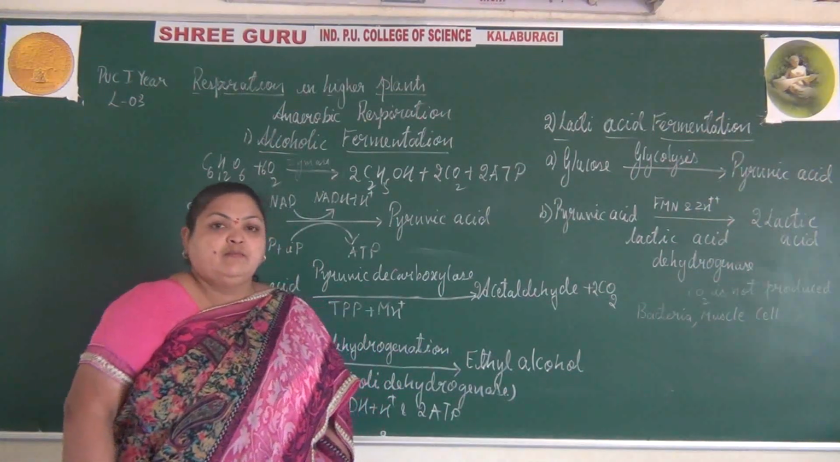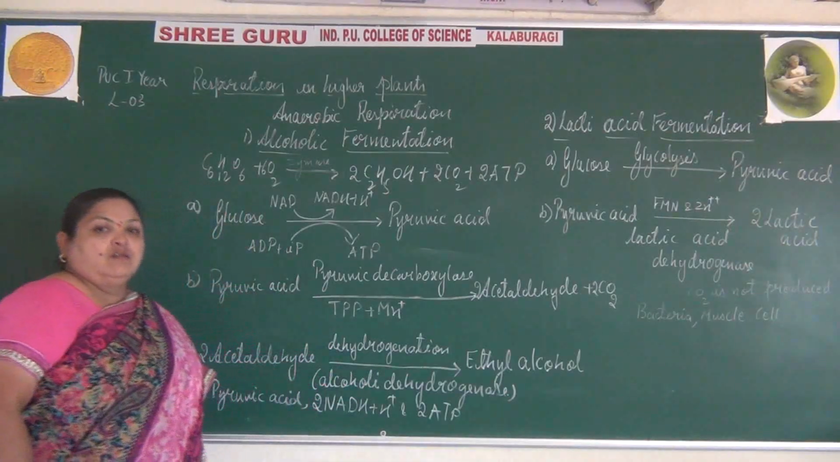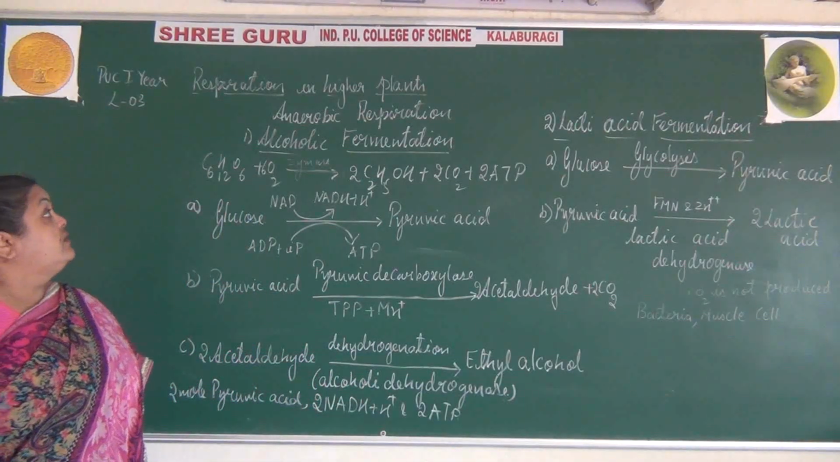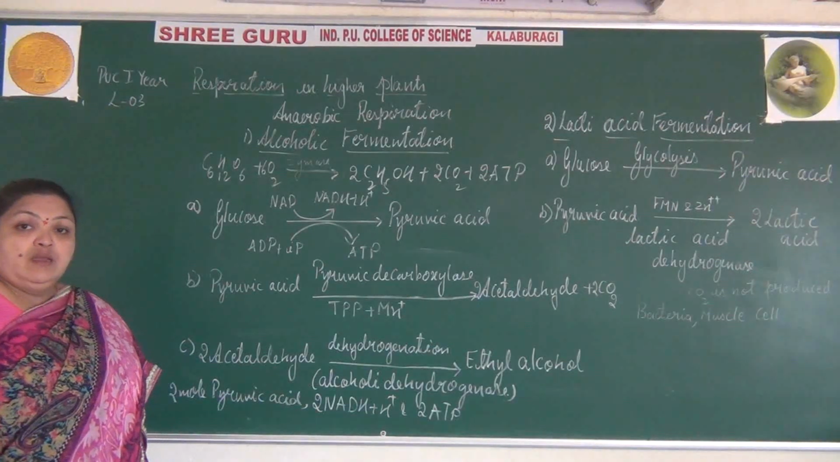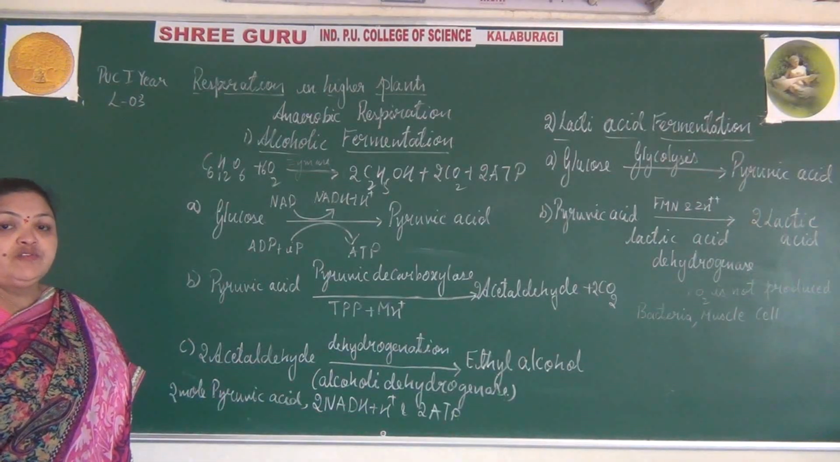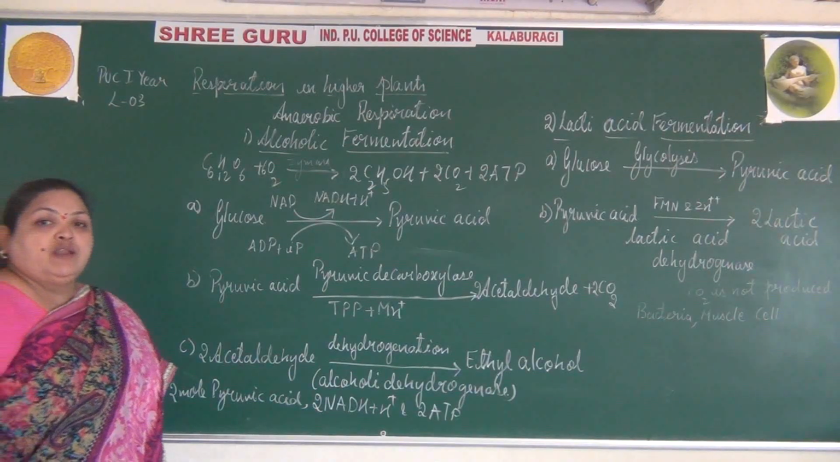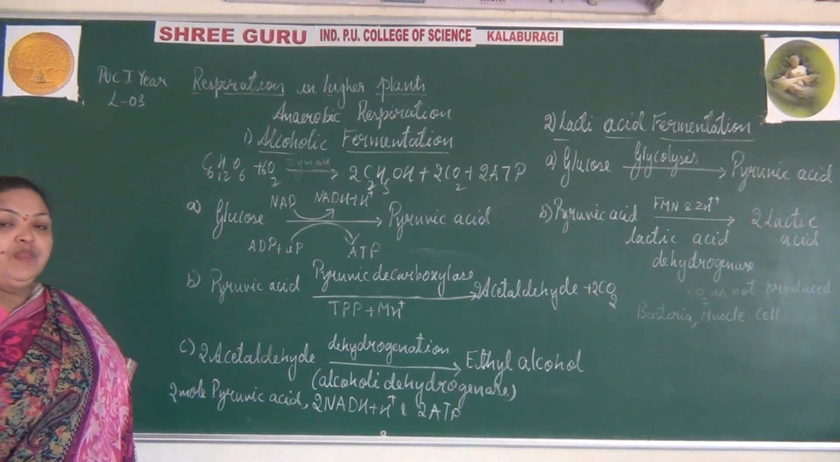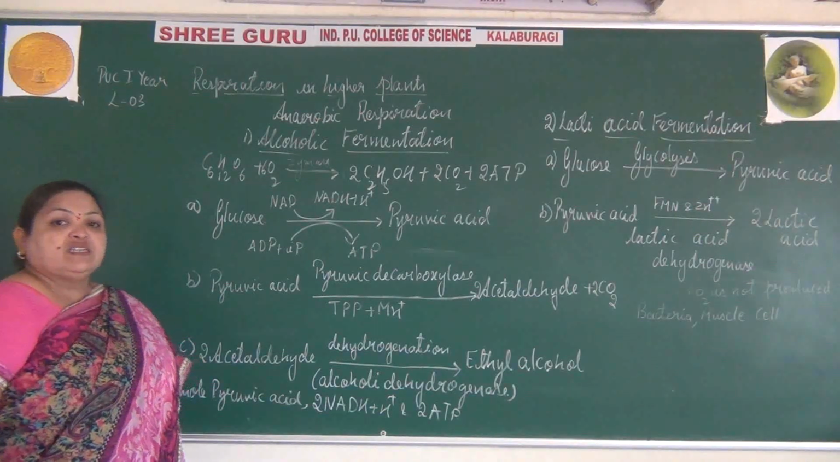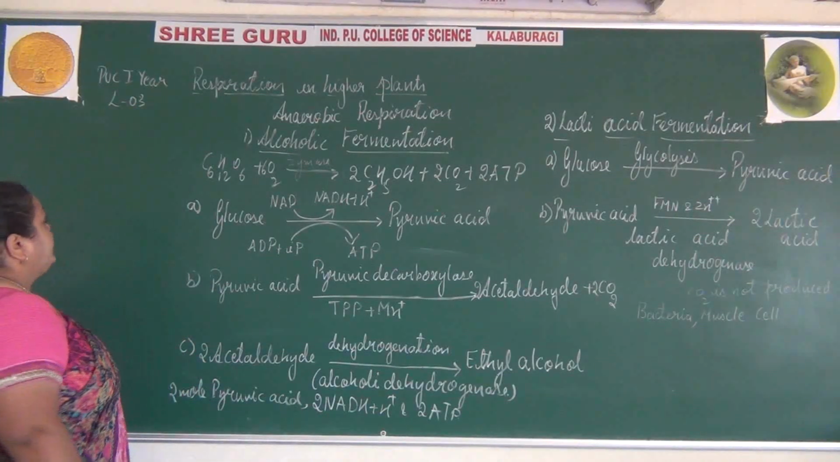Good morning everyone. We'll go to the third period of the topic respiration in higher plants. Yesterday we have seen the process of glycolysis, the 10 steps of glycolysis, which is also known as EMP pathway, where glucose is converted into pyruvic acid.